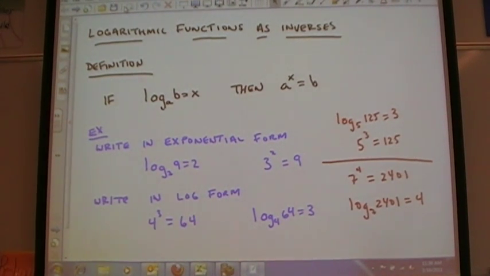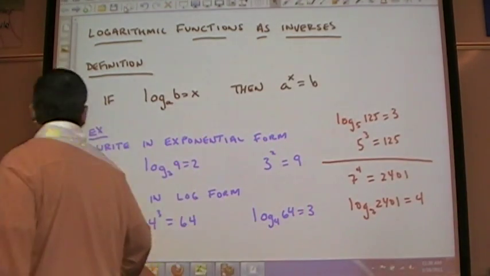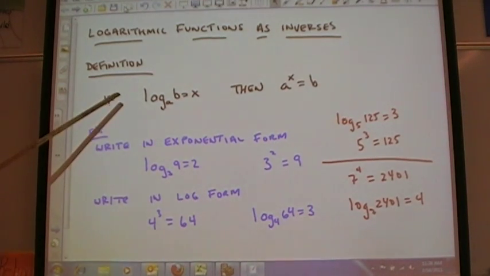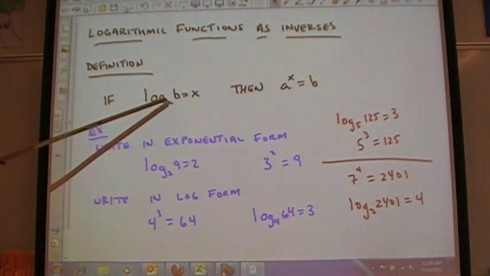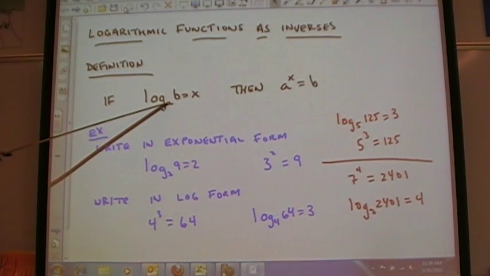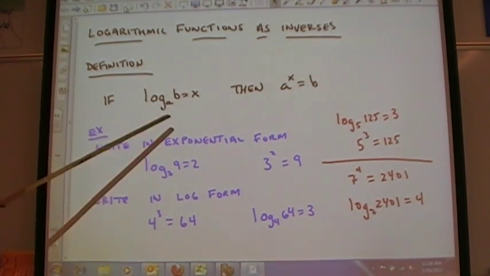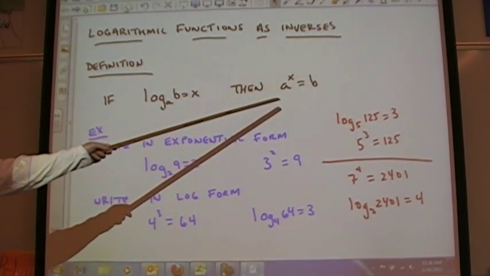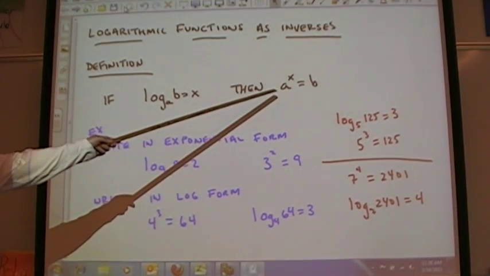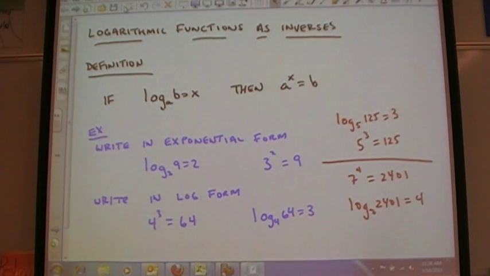Logarithmic functions as inverses is the name of the section. Write down that definition of a logarithm. If, and make sure you read this correctly, we have log base A, the little number is the base number, log base A of B equal to x, then you can convert that to exponential form: A to the x equals B.